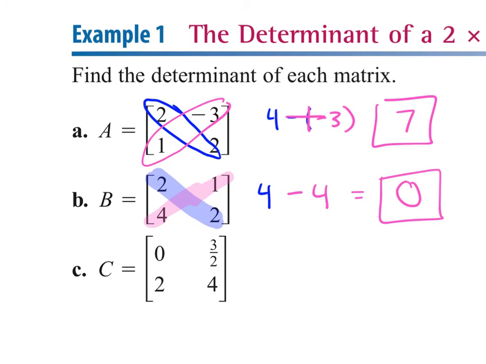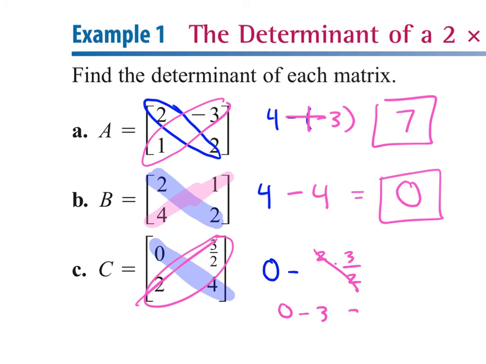And then C, our majors would be 0 times 4, which is 0, minus, yep, it would be minus 3. So 2 times 3 over 2, the 2's would cancel, so it would just be 3. So 0 minus 3 is negative 3. Any questions here?